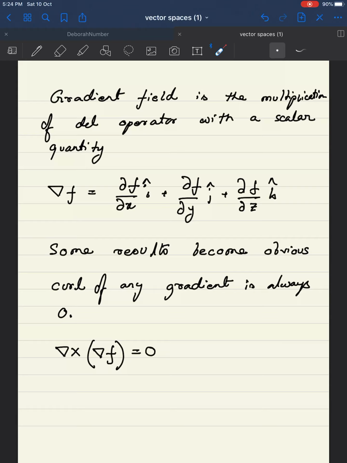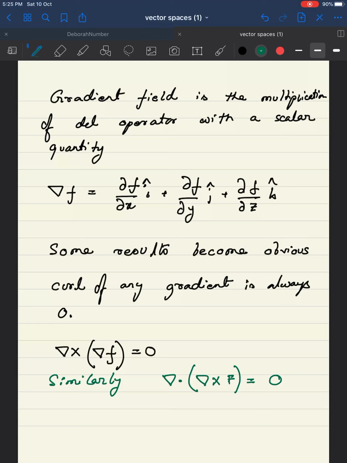Similarly, the divergence of a curl of a field is also 0. So similarly, for operations like the divergence of a curl, let us say you have the curl of a vector field and then you take the divergence, this is going to be equal to 0, and this is always true.